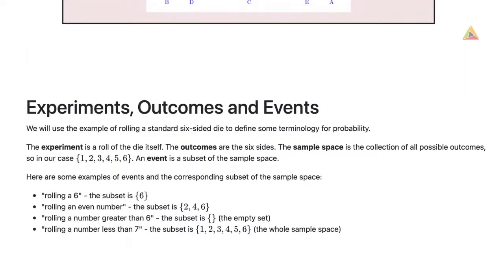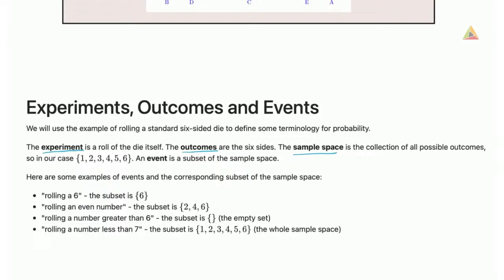So we will use the following example of rolling a 6-sided die to define some terminology for probability. So the experiment is just to roll a 6-sided die itself. The outcomes are the 6 sides. We call the sample space. So I'm just going to underline this, and the outcomes are the 6 sides. So you get 1, 2, 3, 4, 5, or 6. And then the experiment is the rolling of the die itself.